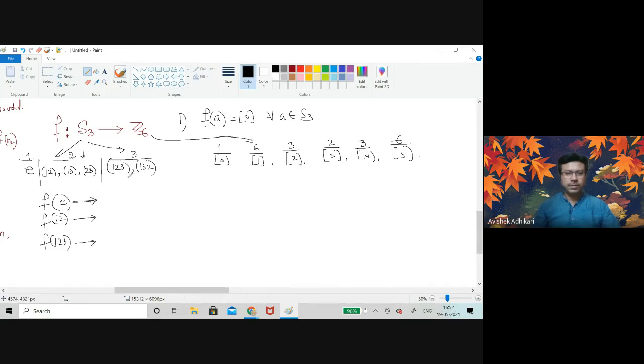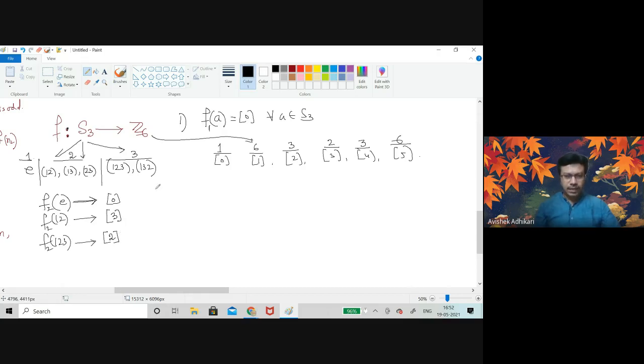Any idea? So maybe I put f of e goes to 1, I put it f of 2. Okay, another homomorphism I'm trying to construct. Yes, f of e goes to where? Class 0, okay, class 0. (1 2), where should I send it? Say class 3. Class 3, okay. And this one, class 2. Class 2. Okay, so 0, 3, 2.